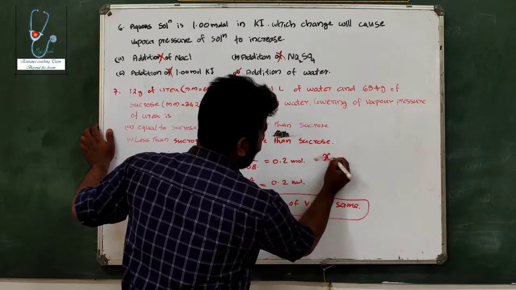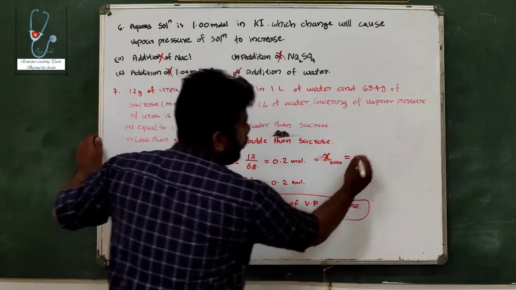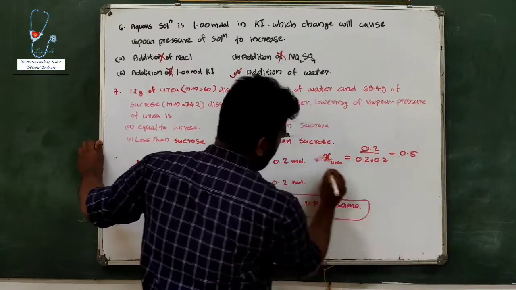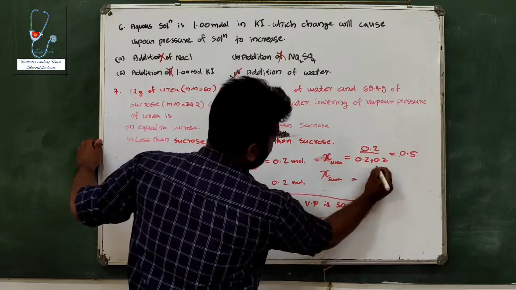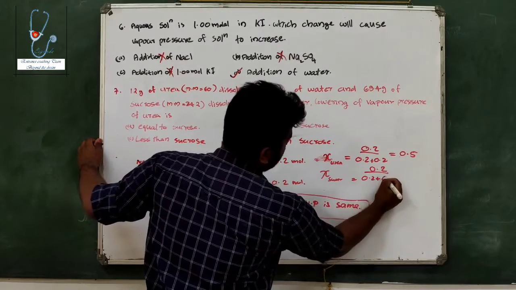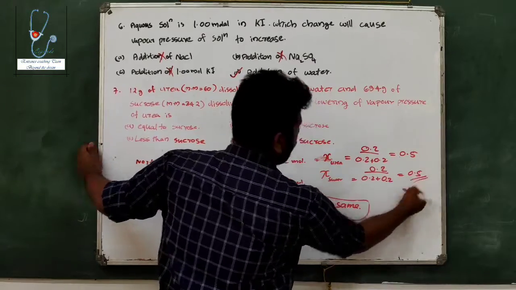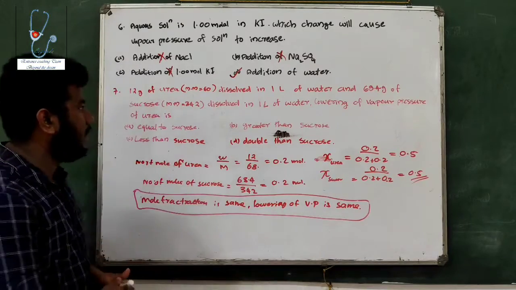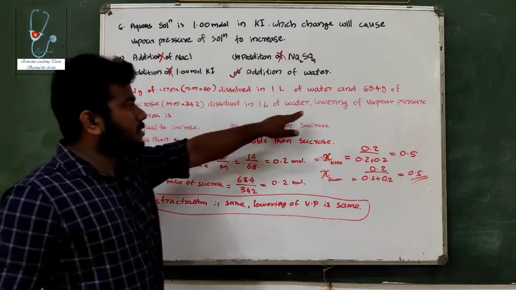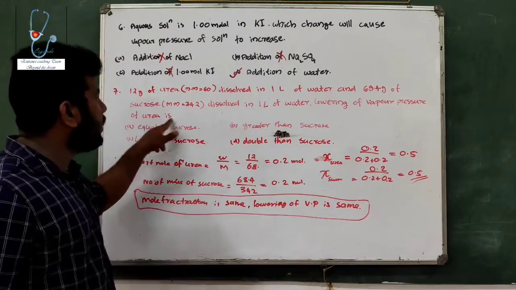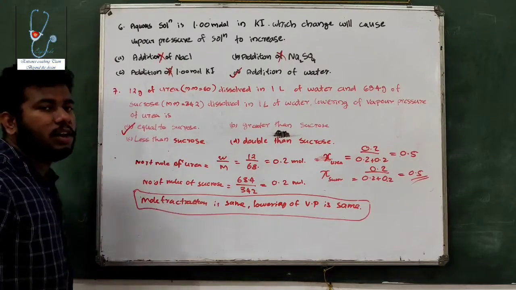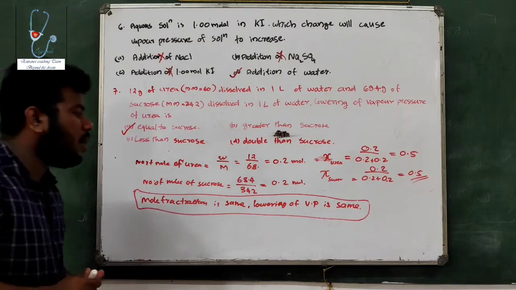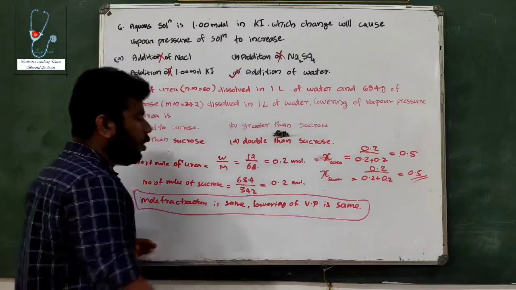Mole fraction of urea is equal to 0.2 divided by 0.2 plus 0.2 is equal to 0.5. Mole fraction of sucrose is equal to 0.2 divided by 0.2 plus 0.2 is equal to 0.5. We get mole fraction as same, 0.5. So mole fraction is same, lowering of vapor pressure is same. So the answer is lowering of vapor pressure of urea is equal to sucrose, because mole fraction of these two solutes are same in this solution. Mole fraction is same and lowering of vapor pressure is same.